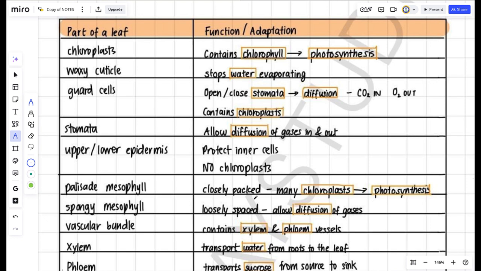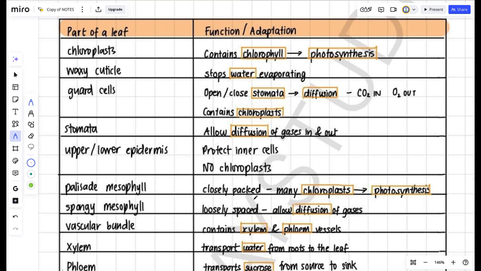Now let's talk about the upper and lower epidermis, because they're doing the same thing, so we can group them together. The upper and lower epidermis protect the inner cells, like the palisade mesophyll, the spongy mesophyll, including the air spaces, and the vascular bundles, which comprise the xylem and the phloem. But the upper and lower epidermis do not have chloroplast. That's why photosynthesis is not taking place in them. Photosynthesis takes place in the palisade mesophyll layer, because the palisade layer contains many chloroplasts.